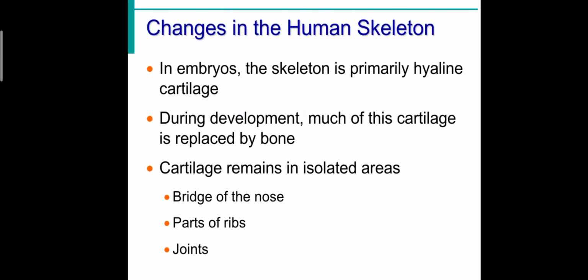Changes in the human skeleton. In embryos, the skeleton is primarily hyaline cartilage. During development, much of this cartilage is replaced by bone. Cartilage remains in isolated areas: bridge of the nose, parts of ribs, joints.